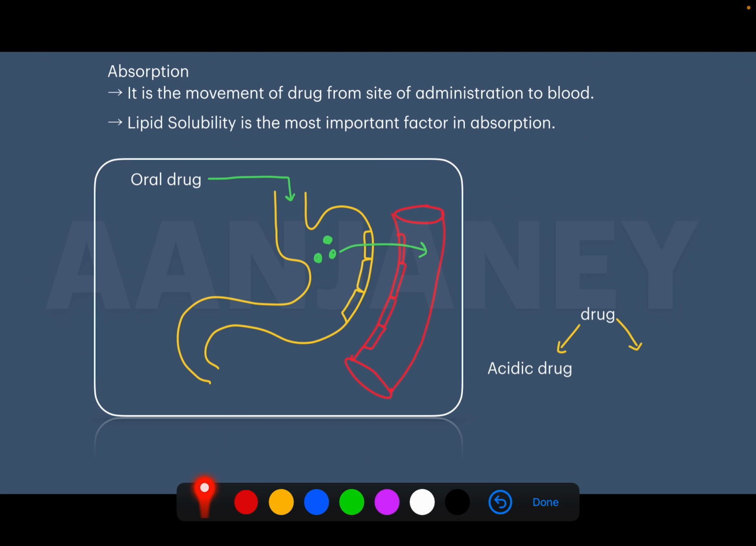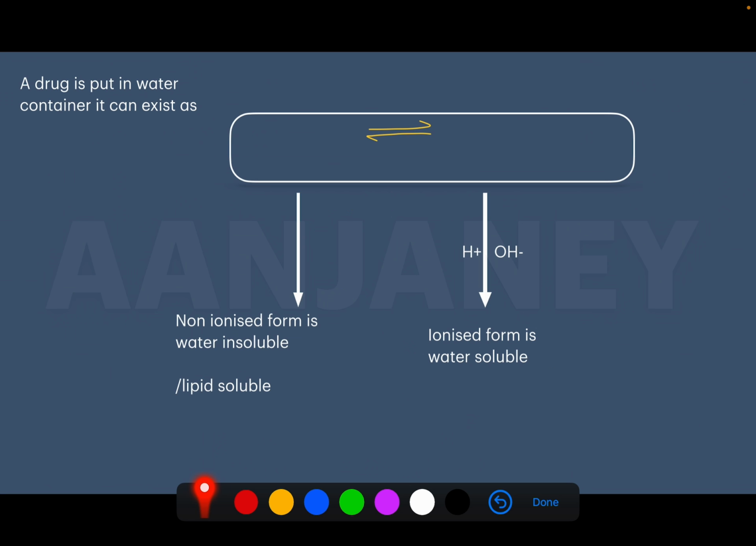Now the drug can be of two types: acidic drug and basic drug. Here we are learning some basics about the drugs. Let's say a drug is put in a water container. Drug, let's say HX, is put inside a container. Now it can either exist as HX in the water container, or it can dissociate into its ions, H plus and X negative. So this form is the non-ionized form, while this is the ionized form. This is inside the water container.